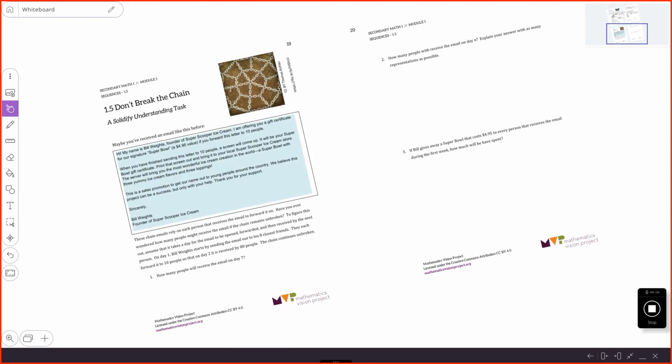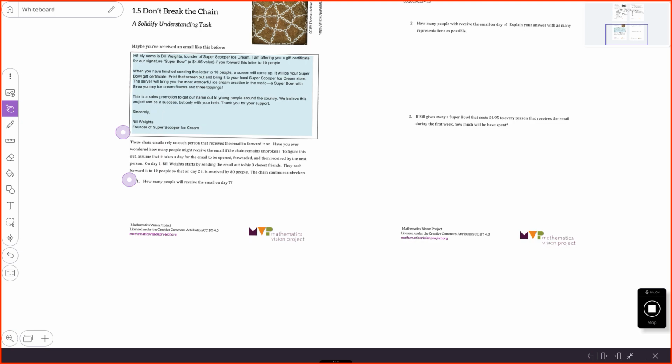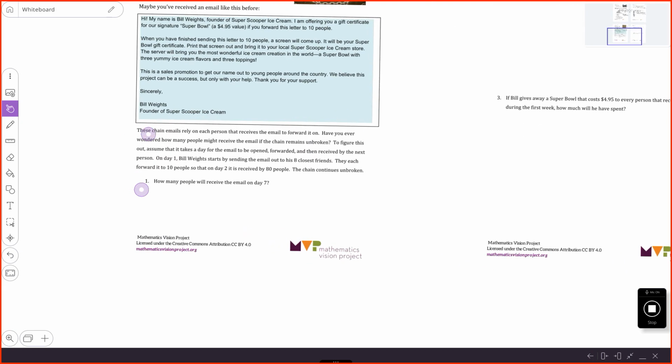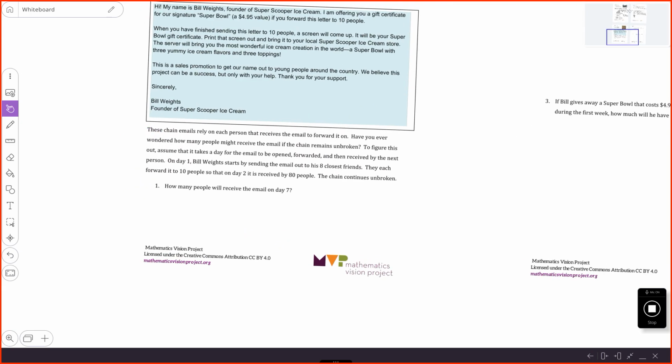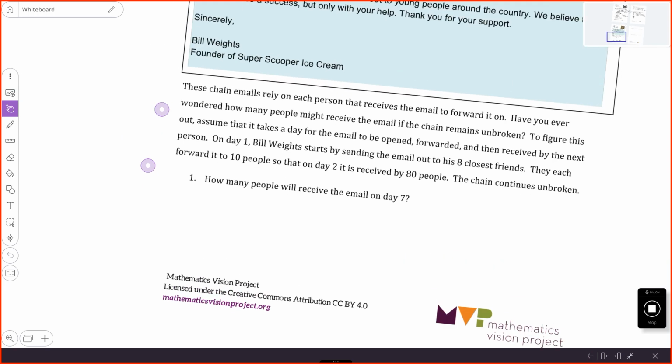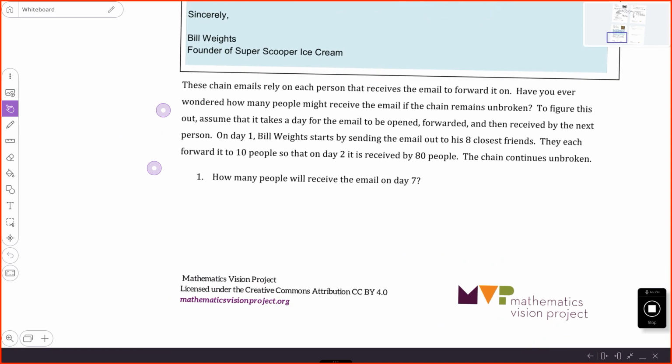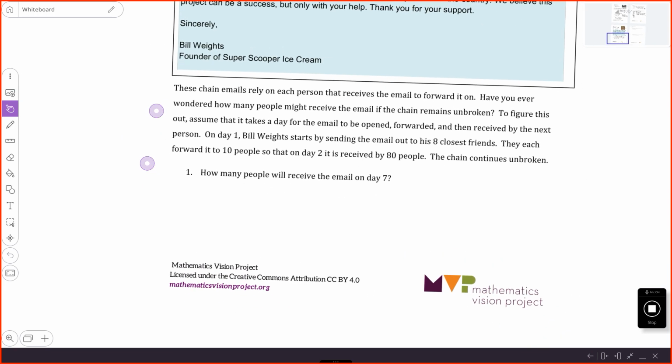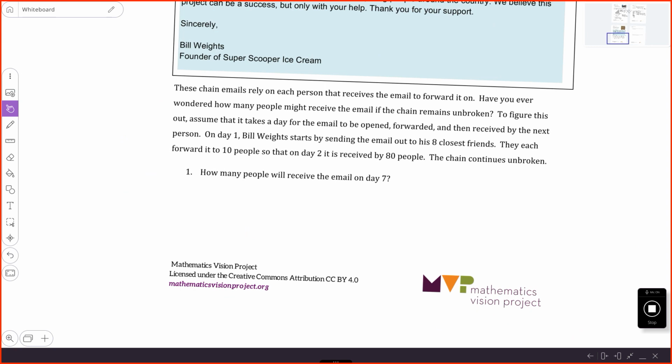Now let's look at the geometric one, 1.5. So basically, this is a chain email, right? All of you may not know chain emails because you're high schoolers, and email is older for you. But you might wonder how they receive so many chain emails unbroken. To figure this out, it takes a day for an email to be opened, forwarded, and received by the next day's emails.